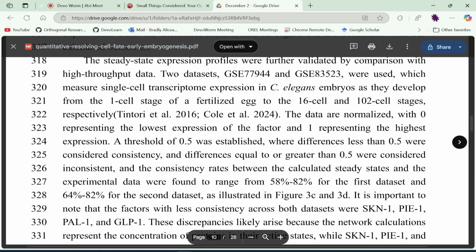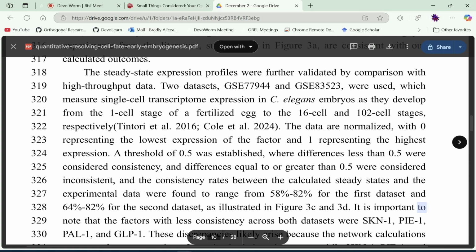So a lot of simulation, a lot of getting these steady states, mapping them to these founder cells, and then validating them with high throughput data. So they use some data sets from GenBank, GSE 77944 and GSE 83523. These are transcriptomic data sets where they look at single cell transcriptome expression developing from the 1-cell stage to the 16 and 102 cell stages, respectively. So these are just going through the data sets and mapping this.